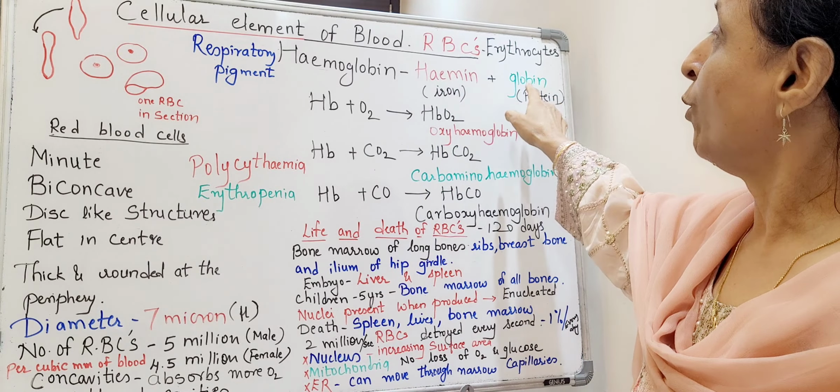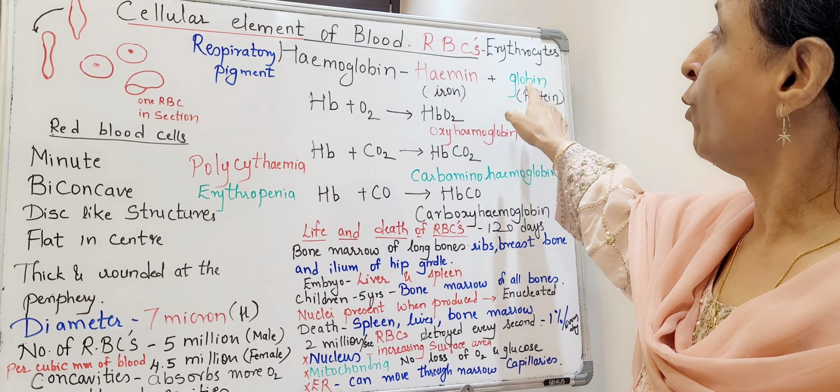So here you can see the structure of RBCs. They are very minute and they are biconcave. Now, concave means it has to be like this. Biconcave, they are concave from both sides. That increases the area for holding oxygen. So they are minute biconcave disc-like structures.